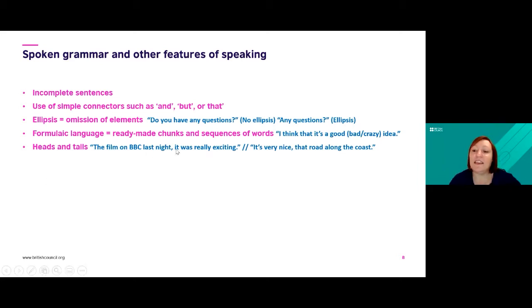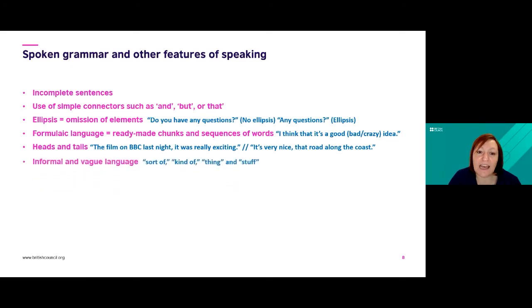But in speaking, it allows the speaker to sort of give you a heads up, if you wish, on what we're going to talk about, and allows them time to think of how they're going to elaborate on that. And the same, if you wish, with the tail. So these are really common features in native speech. And vague and informal language are a massive feature of informal, unplanned speech. Because obviously I don't need to be elaborate.